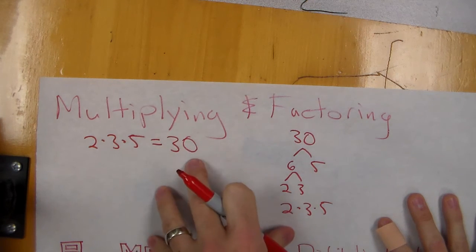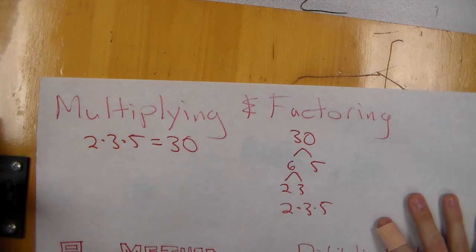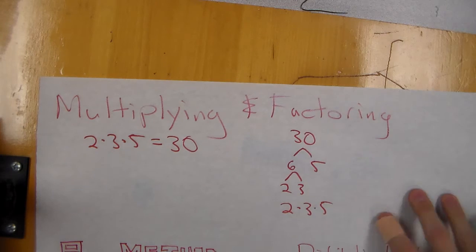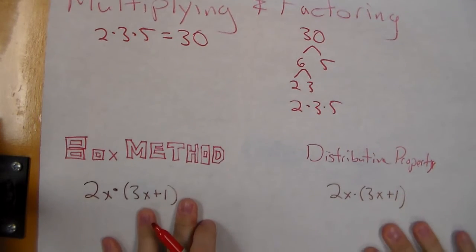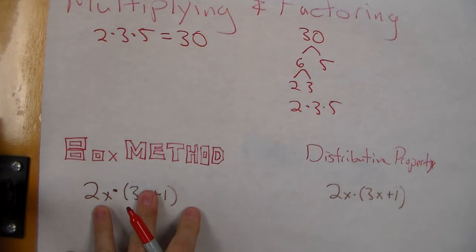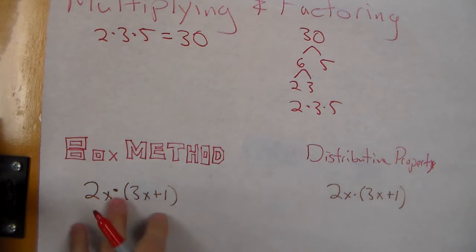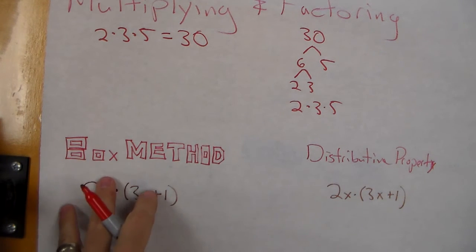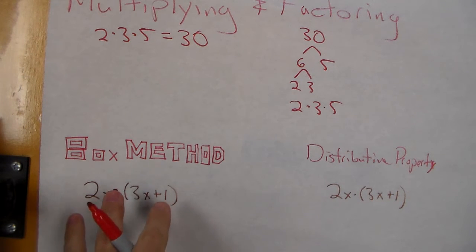So what we're going to start looking at with polynomials is either multiplying them together or factoring them apart, and that's where the rest of this chapter goes. So we really have two methods as we start looking at multiplying things together. We have the box method and we have distributive property. Both will do the same thing. The box method is going to keep us a little more organized.